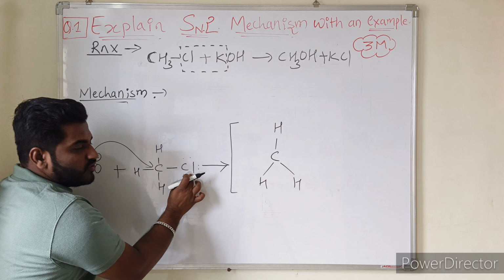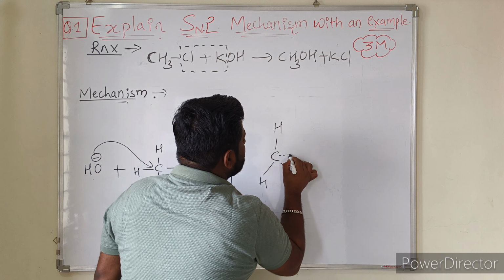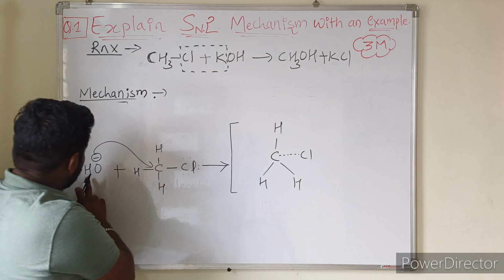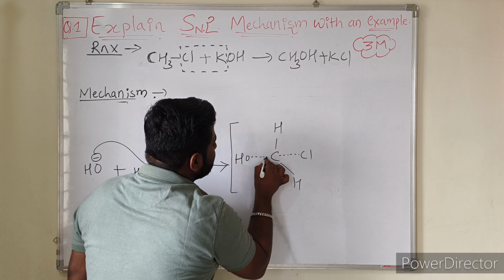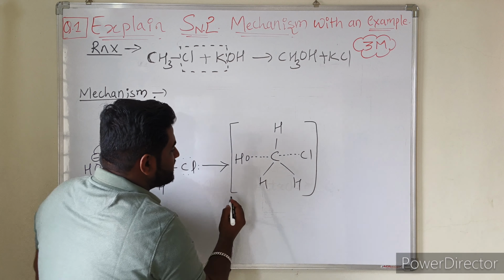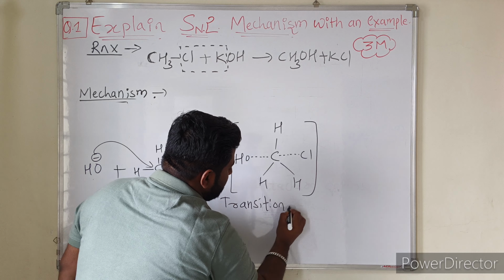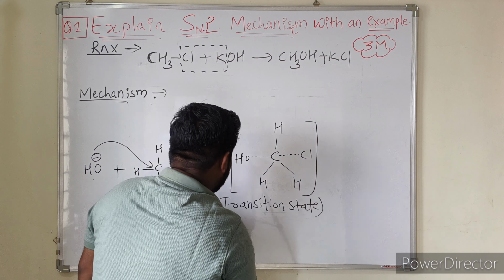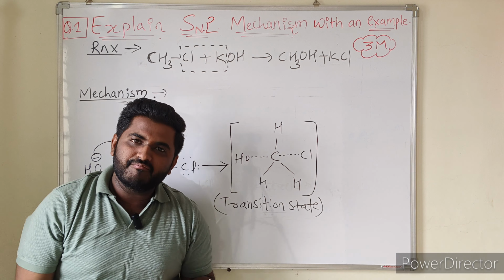This carbon and chlorine bond is breaking. So I will show with a dotted line. And OH and carbon bond is forming. Again I will show with a dotted line. So this is called a transition state. Transition state means it is not stable. Immediately it will give product formation. One step only, everything is happening.